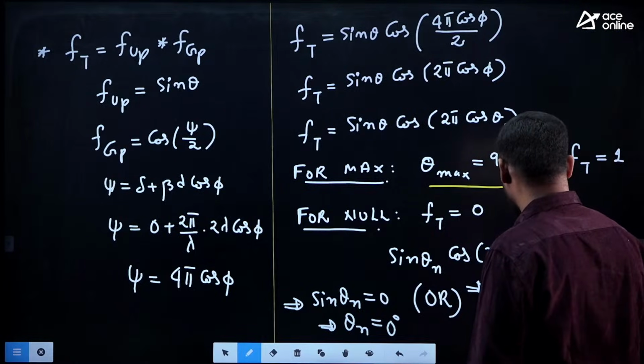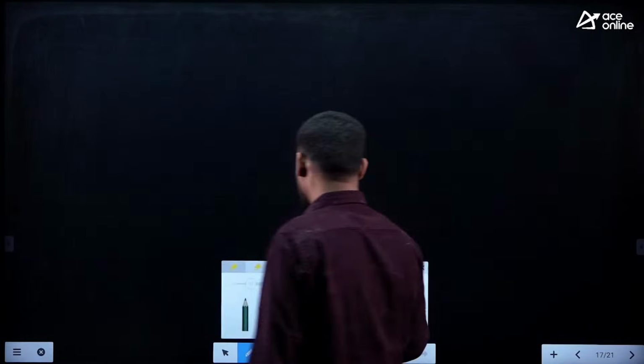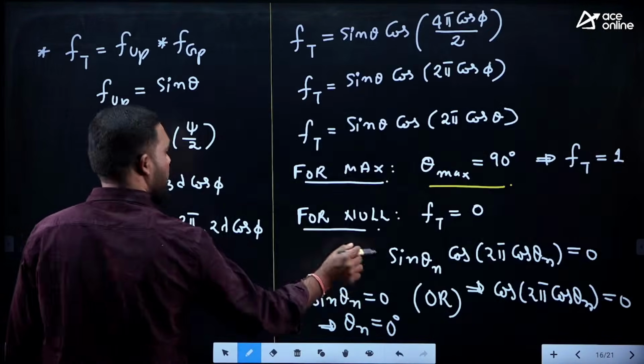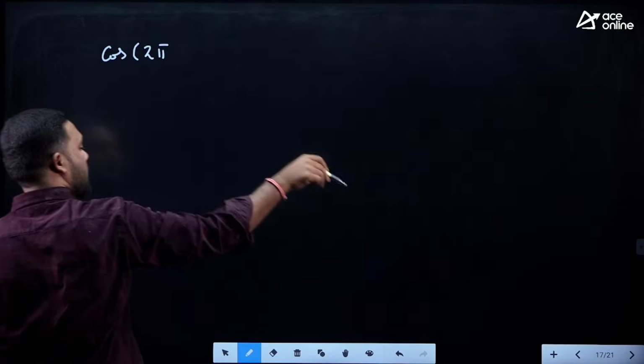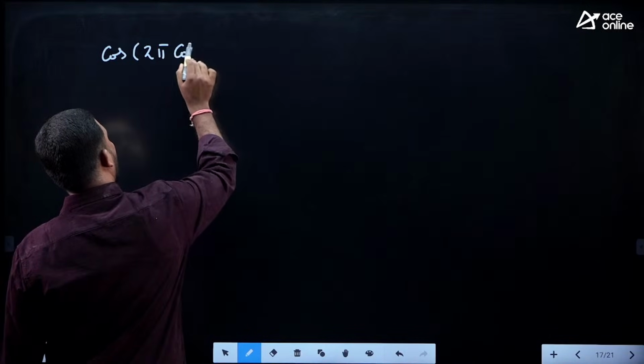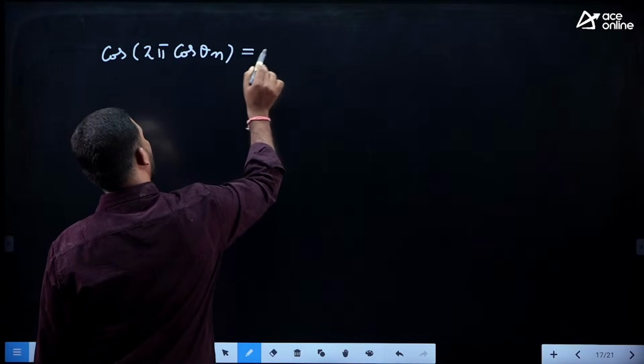I am going to turn the page here. What is the condition for the null, guys? It is cos(2 pi cos theta n) equal to 0.